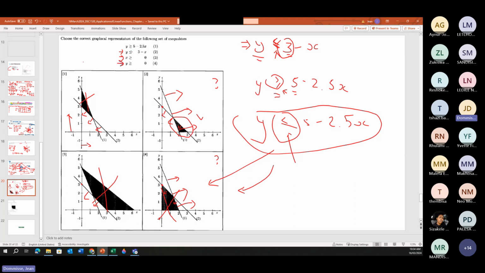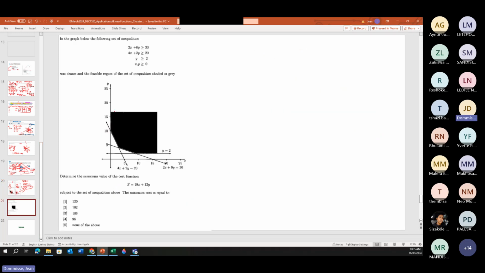They tell you that you need to look at which one is the feasibility area. Then what we also love to do is give you a set of formulas. Again, luckily they marked it here, but then they ask us to determine the minimum value of cost. So we will need to look at which points make it the minimum value.